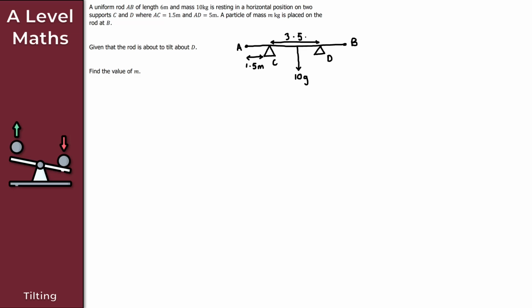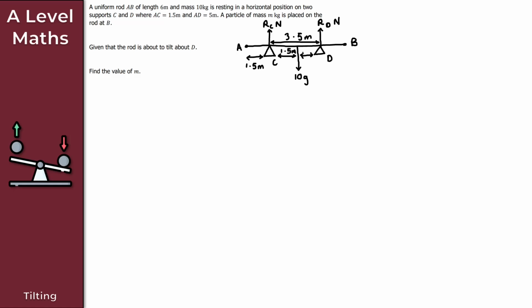We will also have reactions at these two supports. I've got the reaction at C, which I'll label as R subscript C, and a reaction at D, which I'll label R subscript D. The center of mass acts at the midpoint, so that's 3 meters along because the rod has a length of 6 meters. If this is 1.5, then this distance must also be 1.5. And then this distance must be 2 meters.